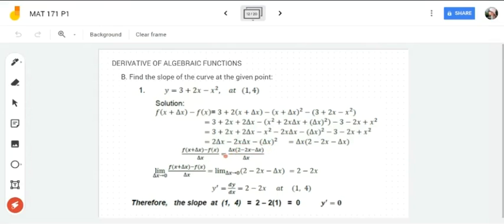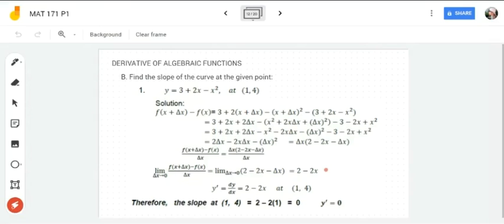And then the last step for our three-step rule is that we will be finding the limit of the function of your x plus delta x minus the function of your x over delta x as your delta x approaches 0. And then this function is equal to your 2 minus 2x minus delta x, where your delta x approaches 0. So we will be substituting 0 here. So your equation will be 2 minus 2x, that is 0. So 2 minus 2x. Okay.